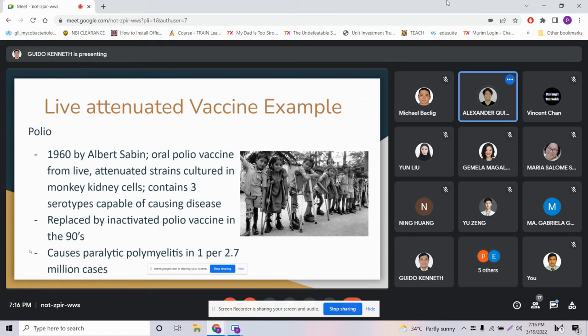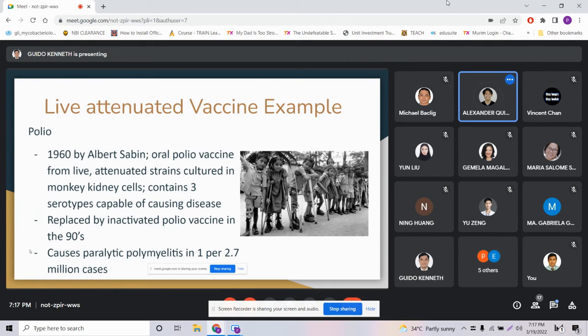This is because 1 per 2.7 million cases of those with the oral polio vaccine had paralytic poliomyelitis. So in third world countries such as the Philippines, this is still the routine because it's more easily accessible. However, there is still some risk, even though very little, still some risk. I actually experienced this. I don't know if your barangays have the patak patak, it's that one.